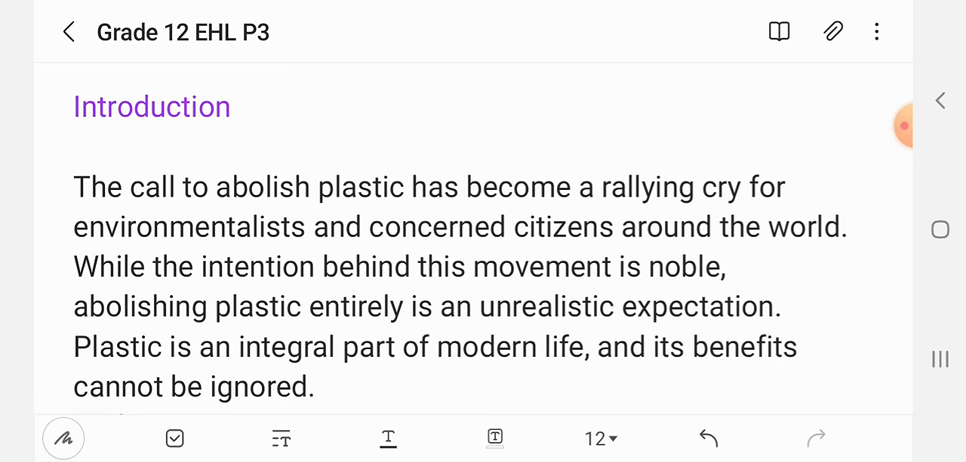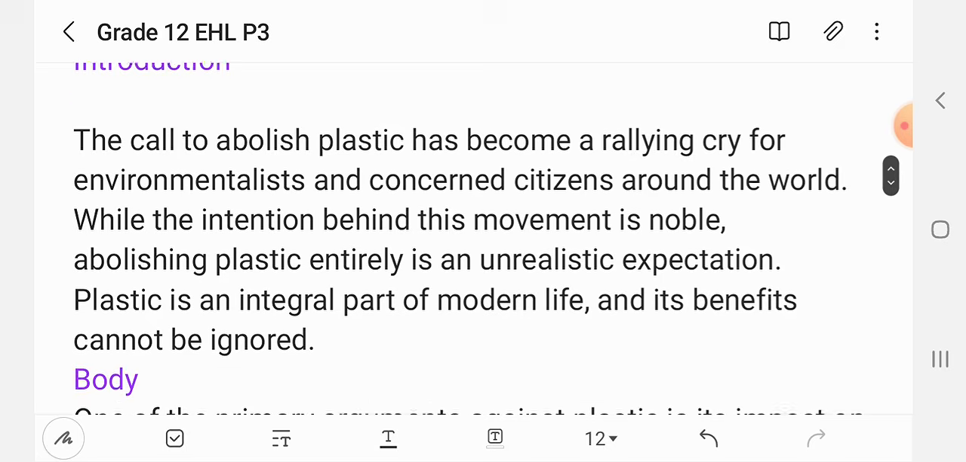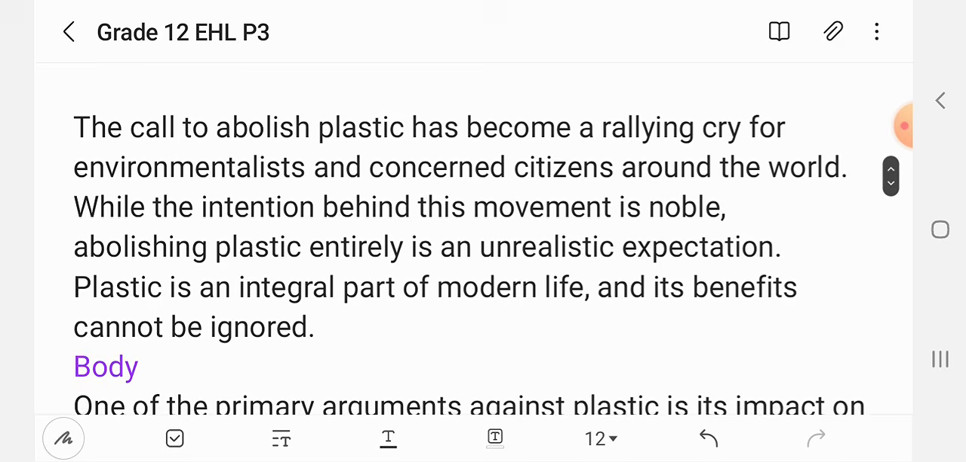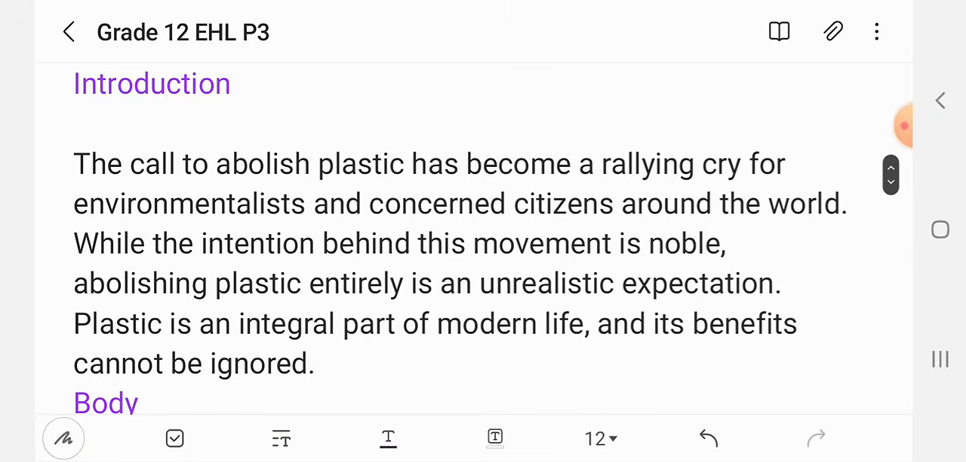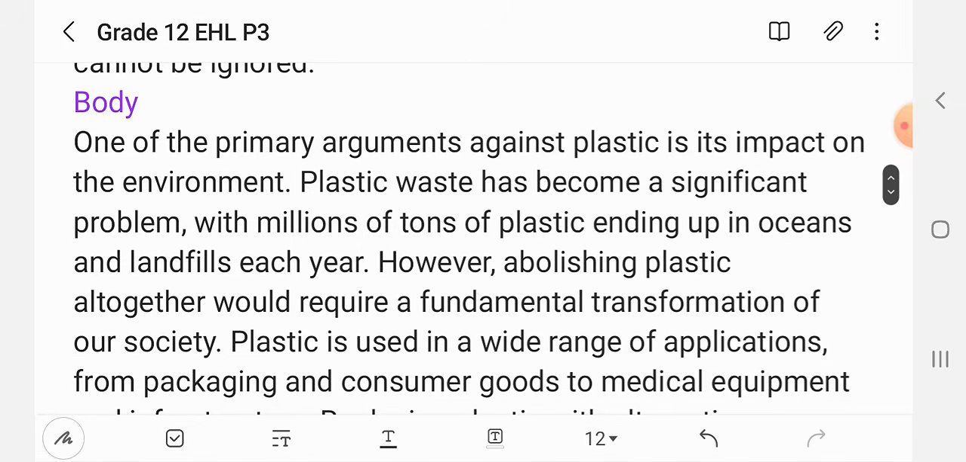You are a lawyer. You are an activist. So that is how you come up with a strong introduction. Talk about what is needed, and in your introduction, you must state whether you are supporting the motion or not supporting it. So here it's clear that it's unrealistic to abolish plastic.